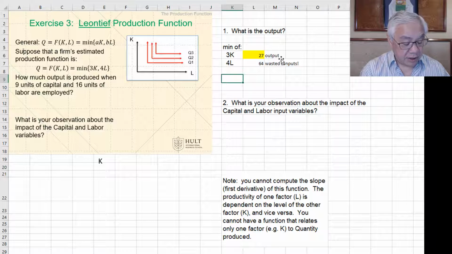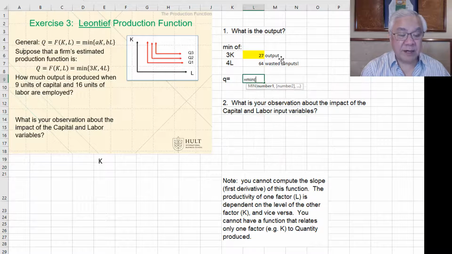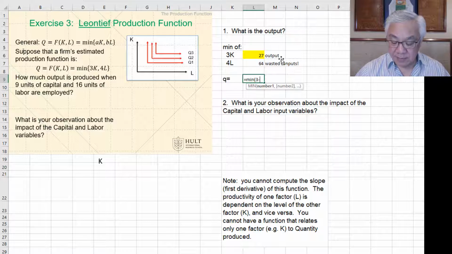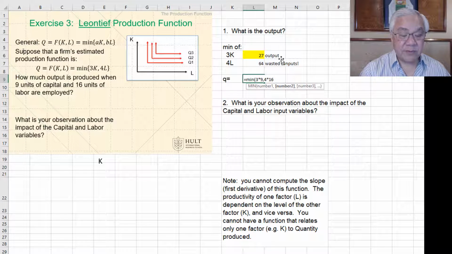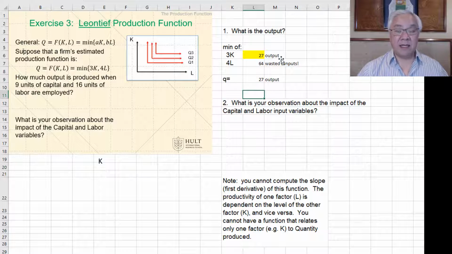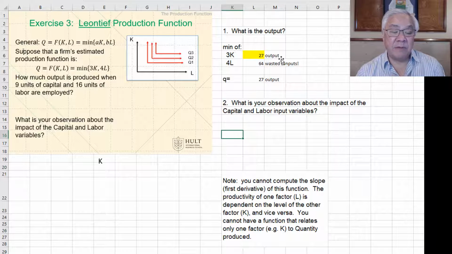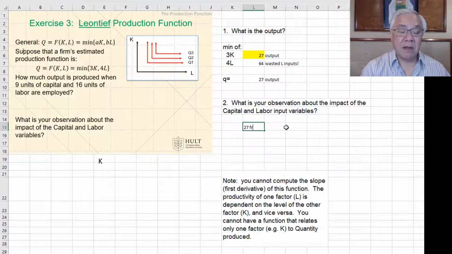The other way to do it is to say Q equals, and we could use the function in Excel for a minimum. So equals min, open parens, and we put the first number in, which is 3 times 9, comma, 4 times 16, close parens, and we'll get the same number, right? So that's the same as this. All right. So that's how the Leontief works: we compute the two factors inside the expression and compare which one's the minimum, and that is our output. So what's the observation about the impact of capital input variables? As mentioned, we kind of overdid it with labor, right? We noticed that we only needed 27 from labor. So what is the amount that would get us 27?